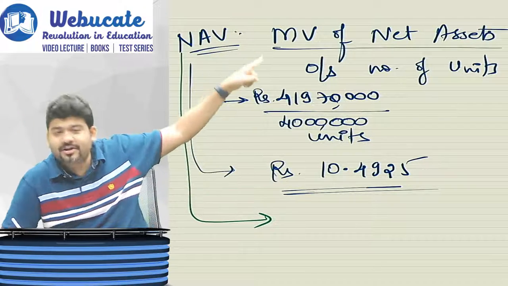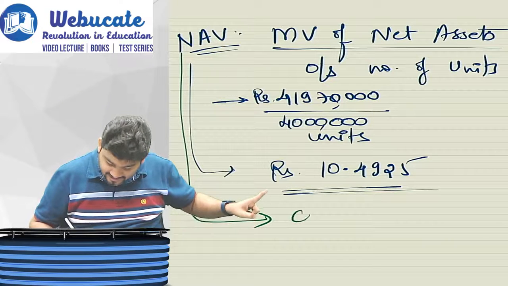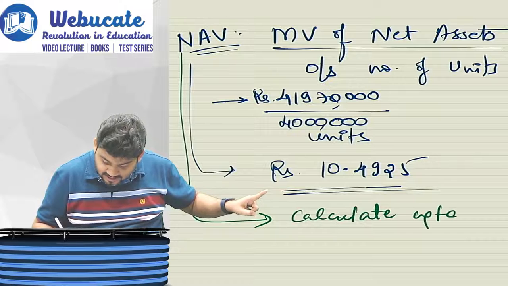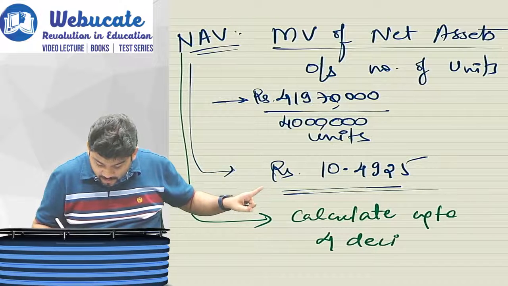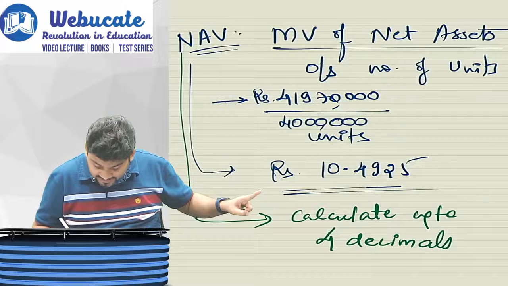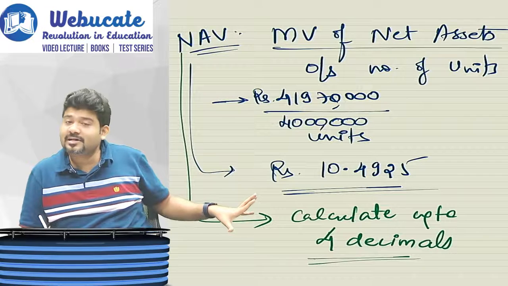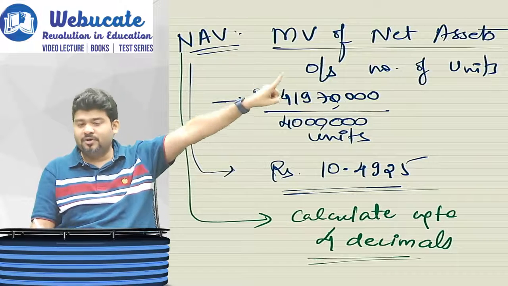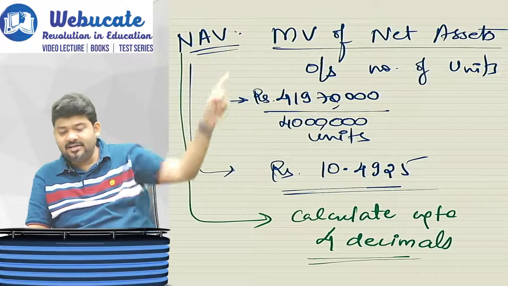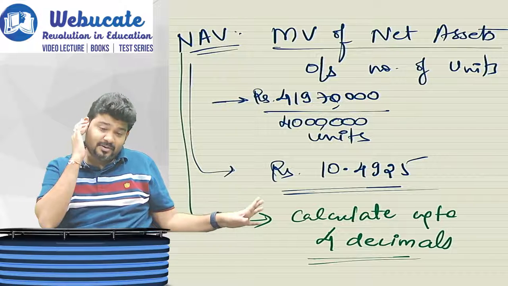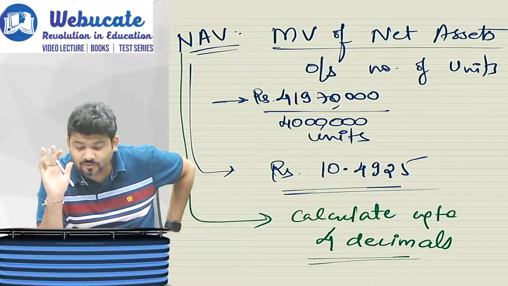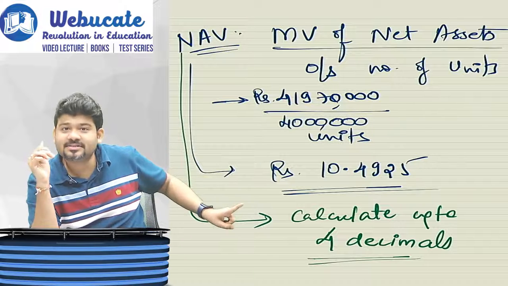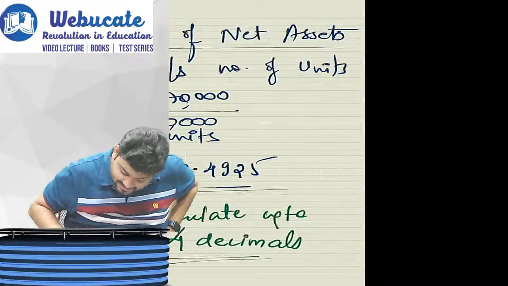So from now on, if we are calculating NAV, we will calculate up to 4 decimals. We don't know who is going to be the paper setter and checker. We want to be sure that we get the maximum marks. In all the suggested answers I have seen, the maximum they have taken is 4 decimals. Niharika has taken 10.5. Not allowed. No marks. 4 decimals.